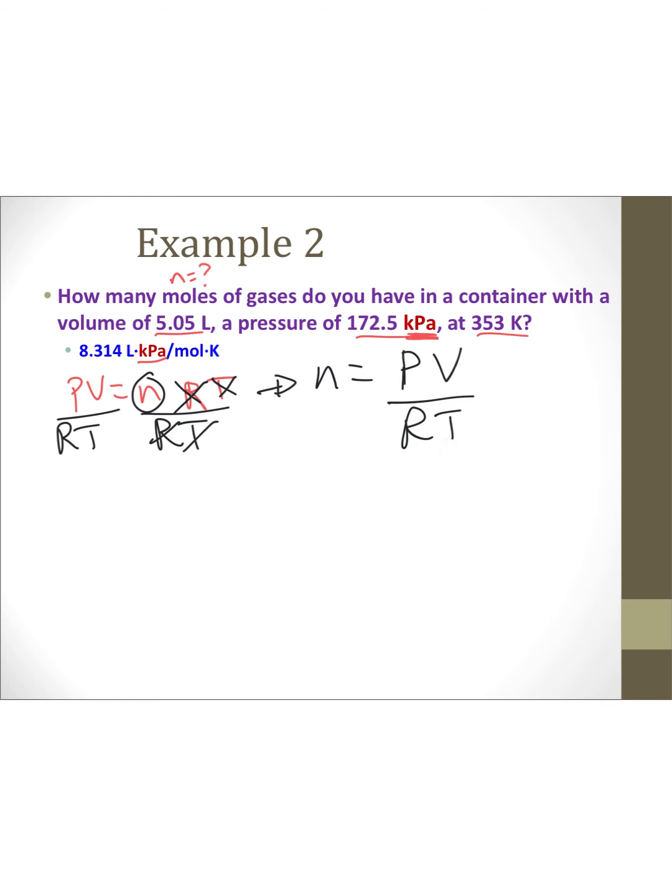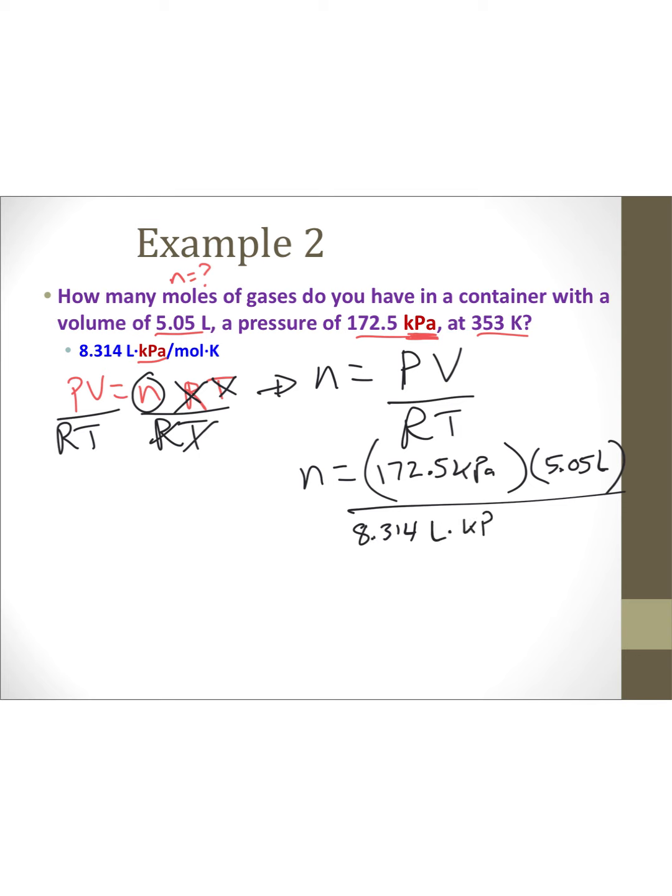Okay, just in case some people think that's a J, let's erase that. So let's plug it in. n is equal to P, which is 172.5 kPa, times V, 5.05 liter, divided by, in this case we choose 8.314 liter dot kPa over mole dot Kelvin. And that whole thing is multiplied by temperature, which is already in Kelvin, so I don't have to convert it.